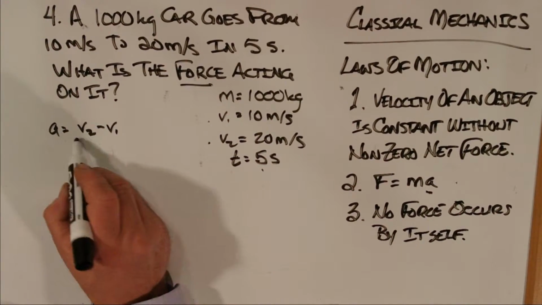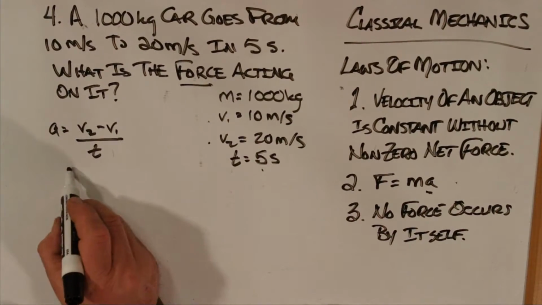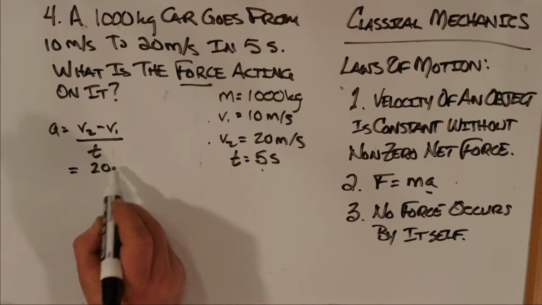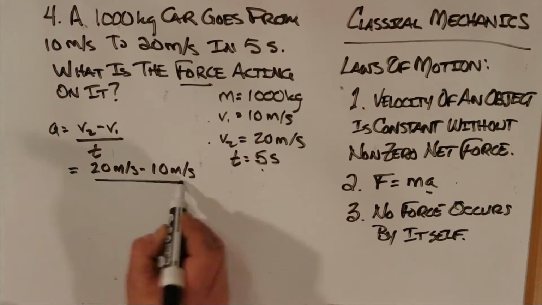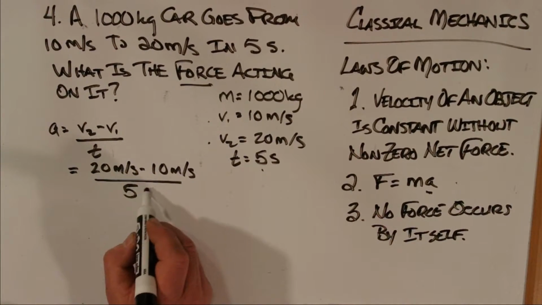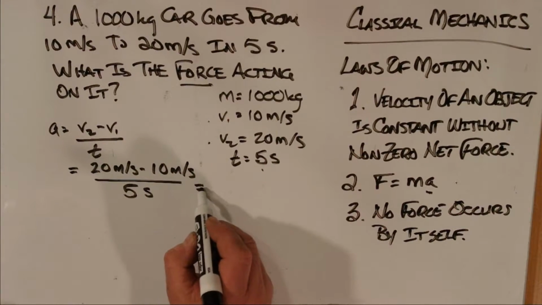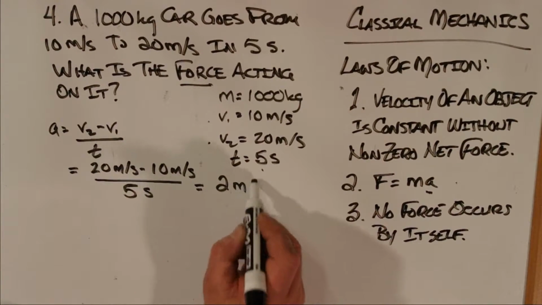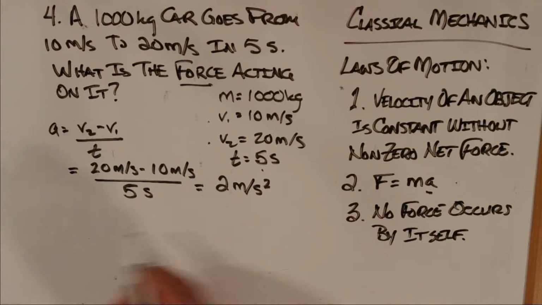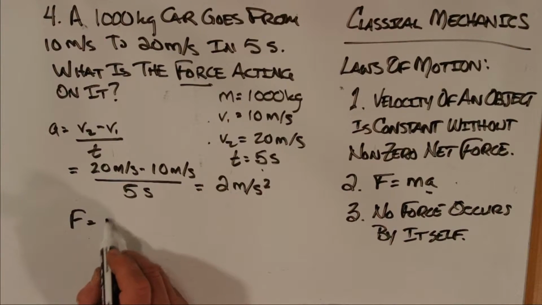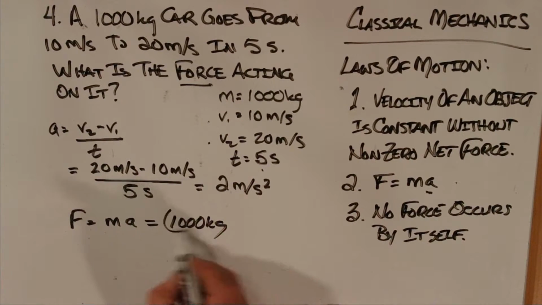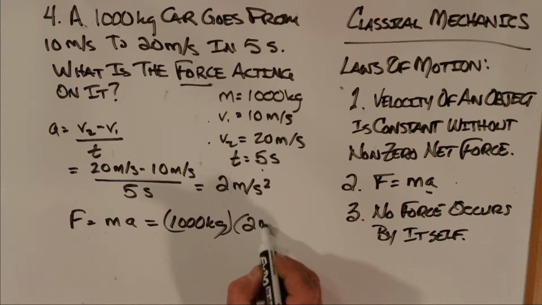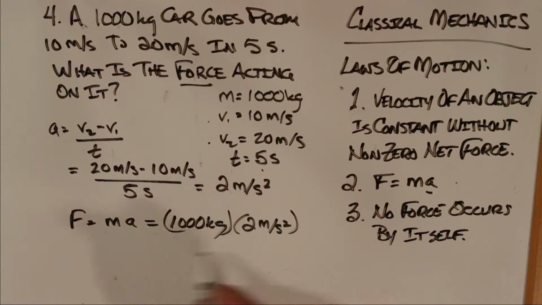Acceleration is the difference in velocities over a certain period of time. And so we have 20 meters per second minus 10 meters per second divided by the time given, 5 seconds. Do the arithmetic, and we get an acceleration of 2 meters per second squared. So the force on the 1,000 kilogram car, mass times acceleration, 1,000 kilograms times 2 meters per second squared, providing a force of 2,000 newtons.